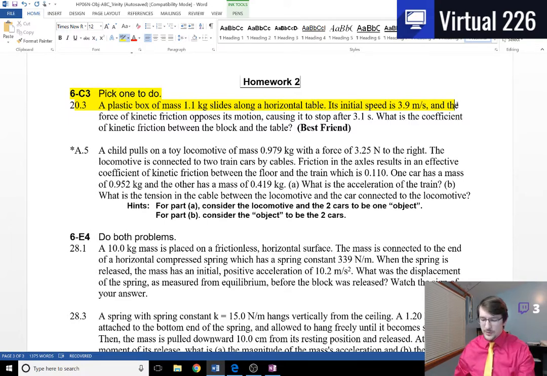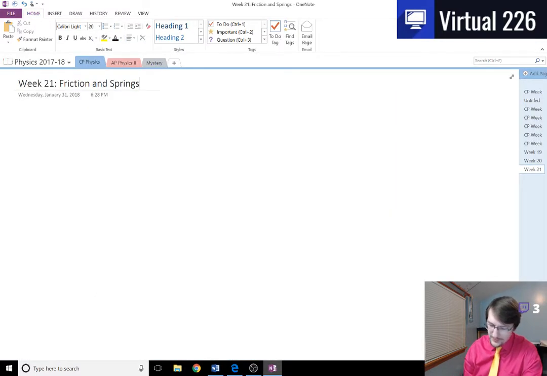Its initial speed is 3.9 meters per second, and the force of kinetic friction opposes the motion, causing it to stop after 3.1 seconds. What's the coefficient of kinetic friction between the block and the table? And we note here, best friend: those are our kinematic equations all the way back from units 2, 3, 4, 5. So kind of our old stuff there.